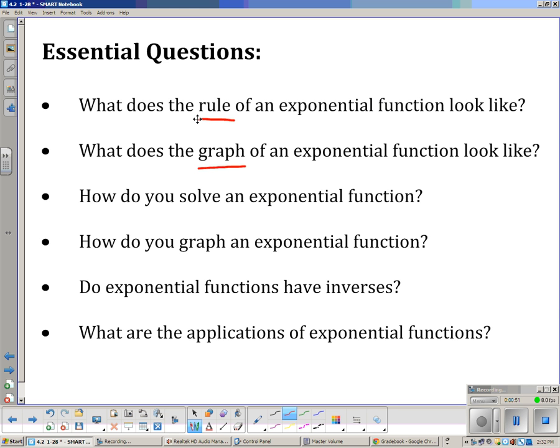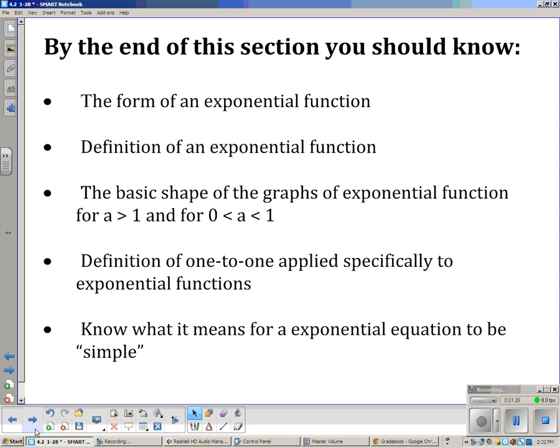Third, we're going to talk about how to solve an exponential function. Fourth, we're going to figure out how to create the graph of an exponential function. So not just what it looks like, but how to actually draw the graph from a specific function that we're given. Fifth, we're going to talk about the inverses and whether or not exponential functions have those and what they would look like. And then finally, we're going to end with some of the applications for exponential functions, which are the word problems that involve them.